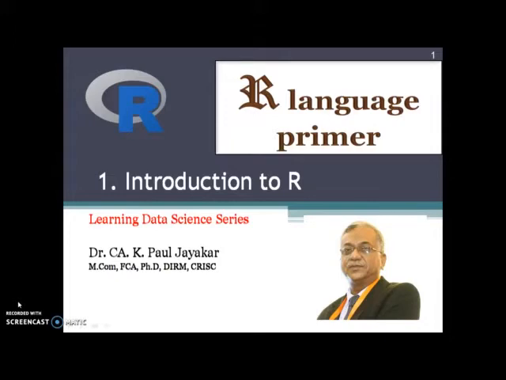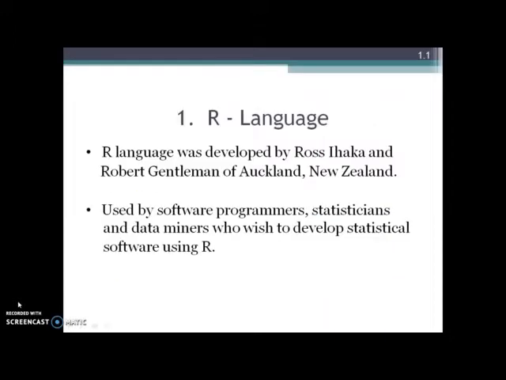R language was introduced primarily for statistical and graphical applications. It was developed by Ross Ihaka and Robert Gentleman of the University of Auckland, New Zealand. There is an equivalent language from Bell Labs developed by John Chambers and his associates, which is labeled as S. R and S are almost similar, but there are some important differences in R. However, any script written for S will run without modification in the R language environment.